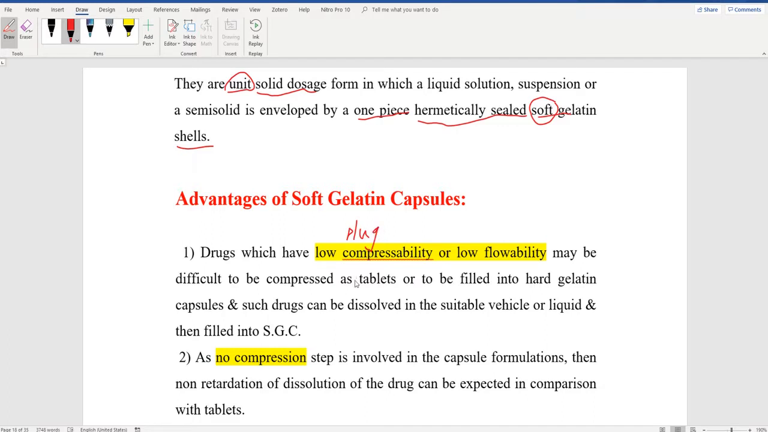The plug means your formulation must be compressible. So if my material is non-compressible and has low flow, I can put it in a soft gelatin capsule, because what you usually fill soft gelatin capsules with is liquids. Therefore, I have no problem with compressibility or flowability.